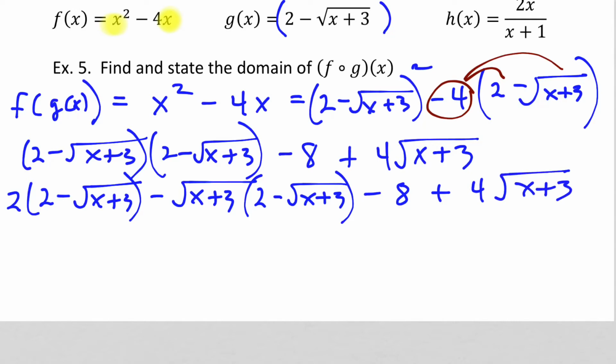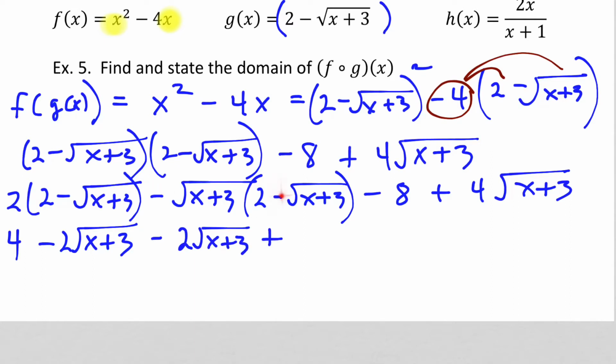All right, carrying out the distributing, I got 4 minus 2 square roots of x plus 3 minus 2 square roots of x plus 3. Okay, so here I've got minus times minus, so plus. Then I've got radical x plus 3 times radical x plus 3. So since it's the same on the inside, you lift off the radical here and you'll get x plus 3. And then the rest of it.